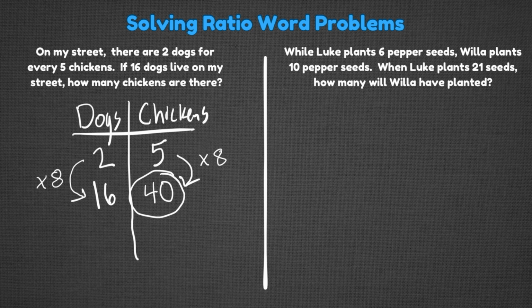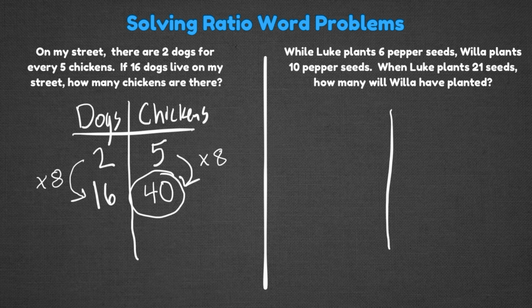This next one's a little trickier. There's an extra step we need to do that a lot of people miss. So let's jump in. While Luke plants 6 pepper seeds, Willa plants 10 pepper seeds. When Luke plants 21 seeds, how many will Willa have planted?